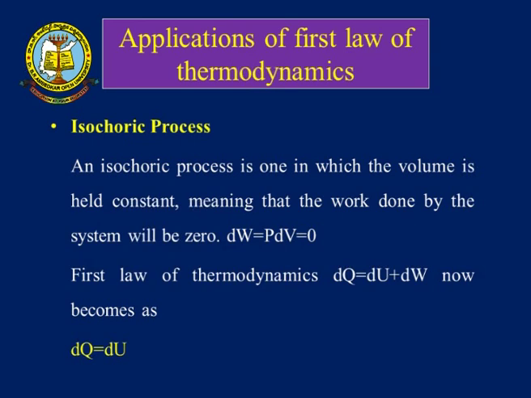That means dw, which is equal to pdv, will be equal to 0, as the change in volume is 0. Now, we know that the first law of thermodynamics is dq is equal to du plus dw. As in the case of the isochoric process the change in volume is 0, that is, the work done is 0, in place of the work done we can write 0.